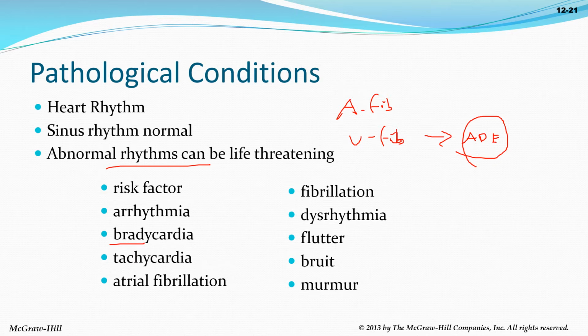What does Brady mean? Yeah, good. So this is a heart rate below 60 beats per minute. Tachycardia, that's a heart rate above 100. So what's normal? Between 60 and 100.